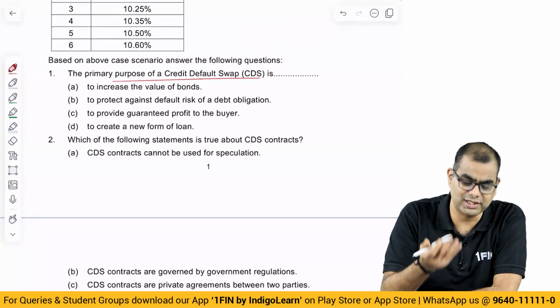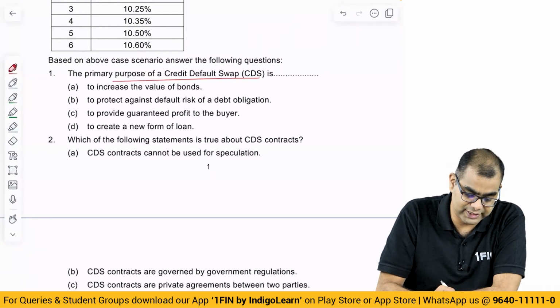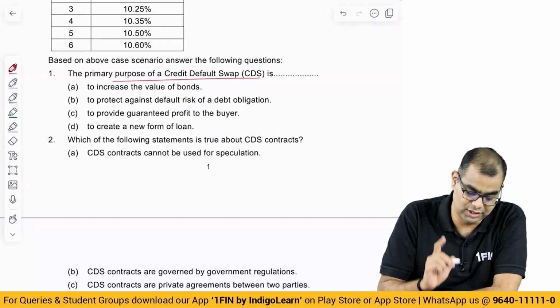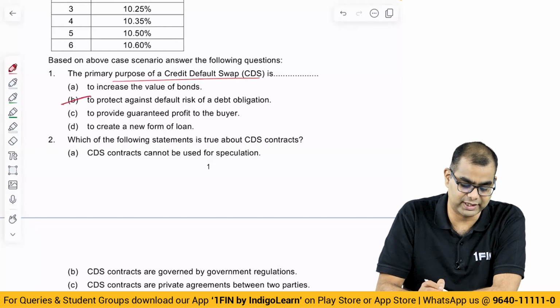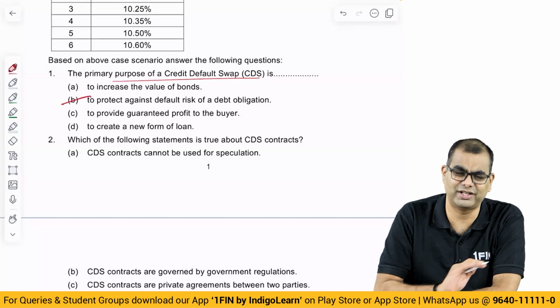Do we need to go through the case? No. Increased value of bonds? No. Protect against default risk of a debt obligation, provide guaranteed profit to buyer, new form of loan. It is B, to protect against default risk of a debt obligation. Very simple.